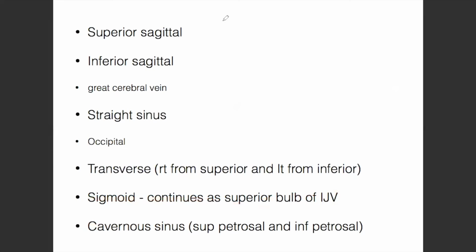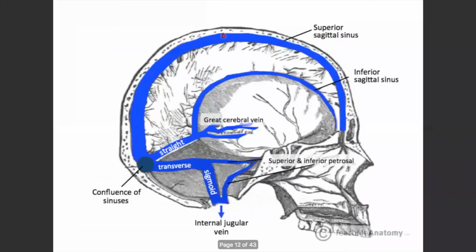Okay, let me go back and repeat. We have the superior sagittal and the inferior sagittal. The inferior sagittal with the great cerebral veins from the inside of the brain make the straight sinus. The straight sinus drains into the confluence of sinuses. The superior sagittal also drains into the confluence of sinuses. Then after the confluence of sinuses we continue as the transverse sinus. A transverse sinus meets the superior and inferior petrosal from the cavernous sinus.